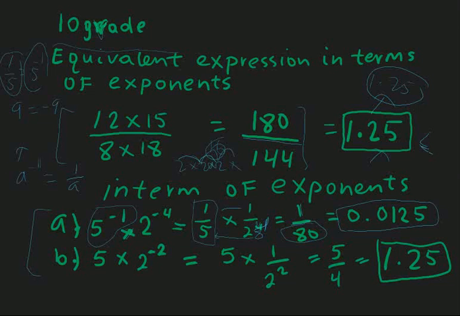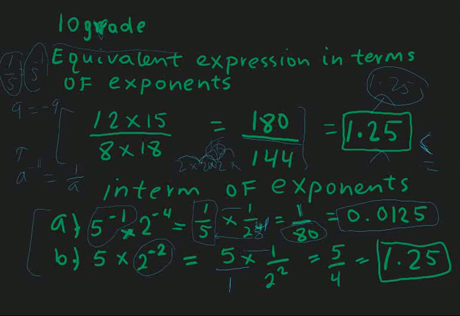So we need an equal one. Let's check the other one, 5 times 2 to the power of negative 2. You have to change it. You have 5 here, and you take the reciprocal of the negative power, so you have 1 over 2 to the power of 2.